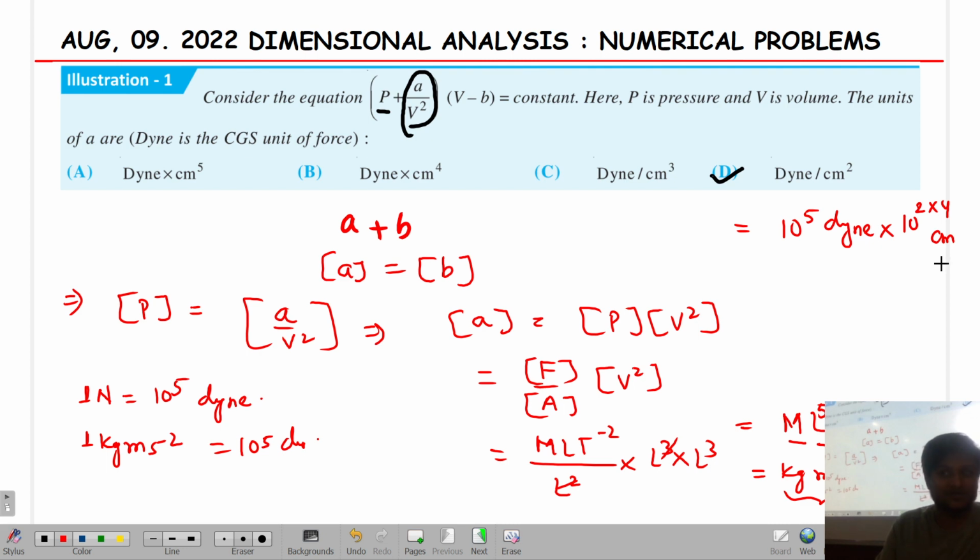Will this be the answer? Why? Another quantity is there. Which quantity? B. But I have asked only for A now. I just asked for A. So what should that be? Think then. Think. What to do?